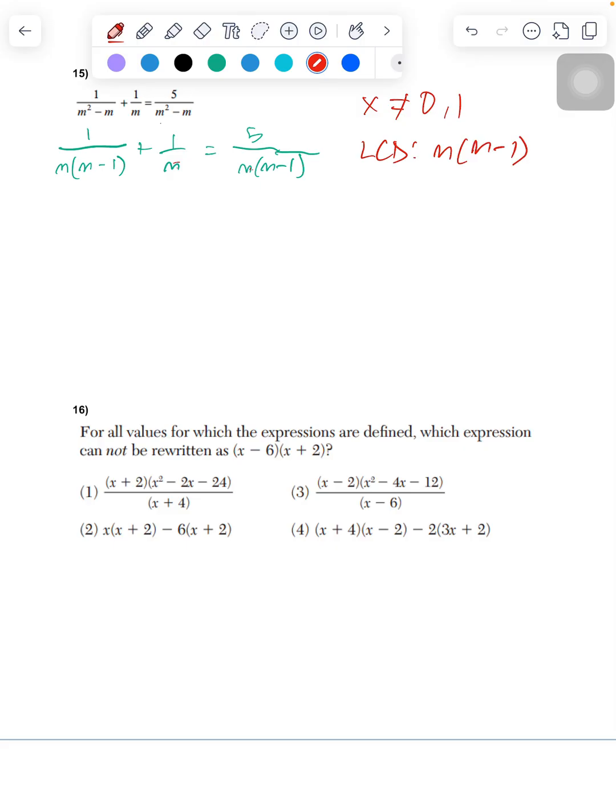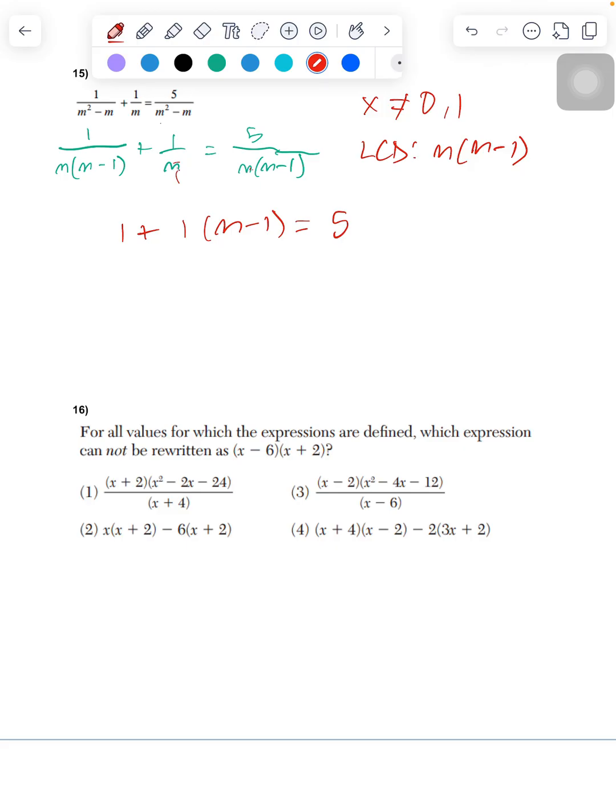Okay. I'm going to do it a little differently, right? Sometimes you can just skip the work, and you could just think about it. When I multiply this by the LCD, I'm going to be able to cancel everything. So I just have 1 plus 1 times, what factor is this one missing? It's m minus 1, right? And this one, I'm going to be able to cancel out the LCD. So I'm just going to have 5 here.